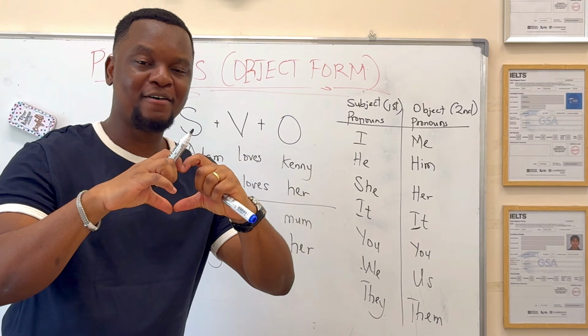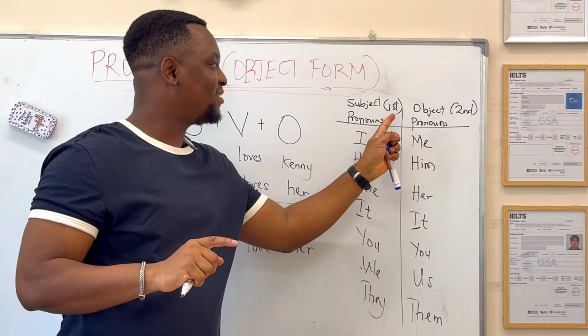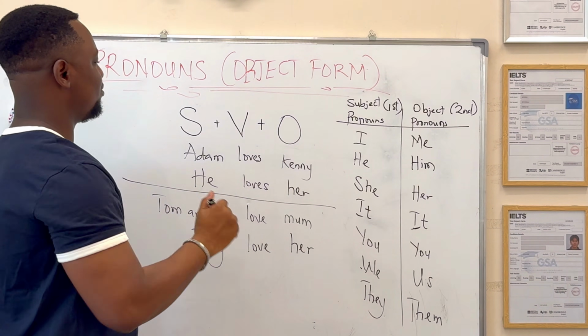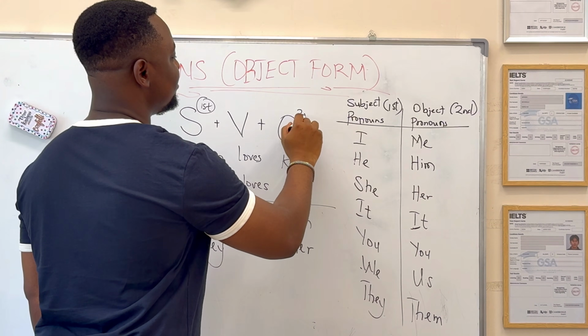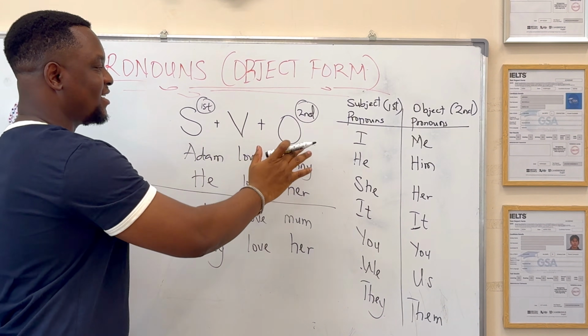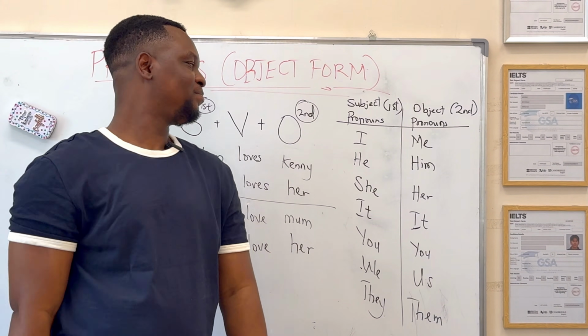I love you. I am the first person. Love, then you. First, second, and this is the second person. First person, second person. I love you.